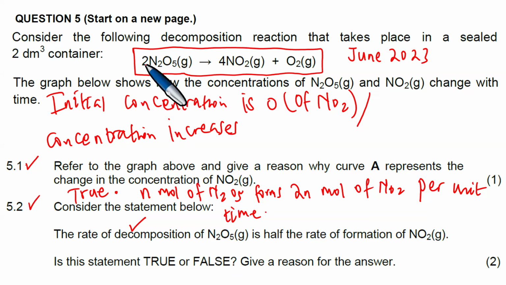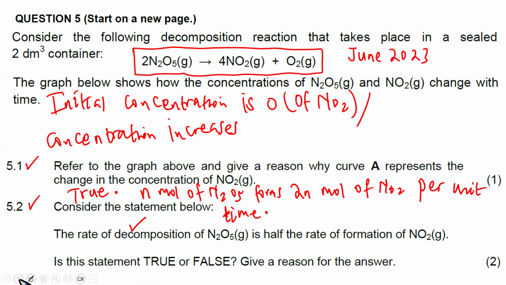And therefore you can see whenever this is 2, this one is double this. 2 times 2 is 4. Right, so that is the reason. Okay, so yes, indeed, it is true that the rate of decomposition of N2O5 gas is half the rate of formation of NO2 gas. It is indeed true. For 2 marks there, we're done.